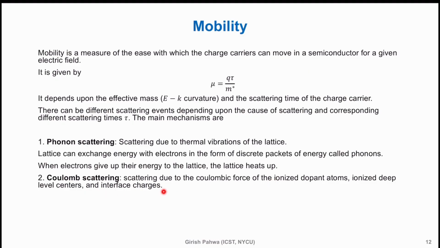Interface charge means, say you have a MOSFET, you have some oxide, you have some channel, silicon. At the interface of the oxide and the silicon, there can be some interface charges, because you are going from one material to the other material. The transition may not be perfectly smooth. You are changing the stoichiometry, from one material to the other. So there can be a lattice mismatch. This has some lattice constant, this has some lattice constant. Because of the lattice mismatch, there can be some defects, traps, and these traps will then capture the electron or the hole, and then they become charged.